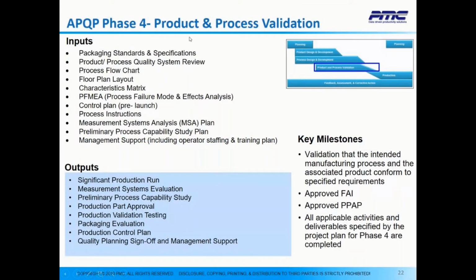Phase four, product and process validation. I'm going to stay focused on the outputs again, since we talked about inputs as the output of phase three. The outputs are significant production run, measurement system evaluations, preliminary process capability study, production part approval process, production validation testing, packaging evaluation, production control plan, quality planning sign-off, and management support. Key milestones: validation that the intended manufacturing process and the associated product conform to specified requirements, approved first article inspection, approved PPAP, and all applicable activities and deliverables specified by the project plan for phase four are completed.